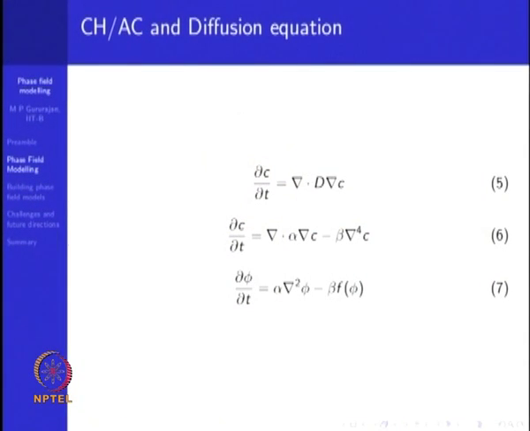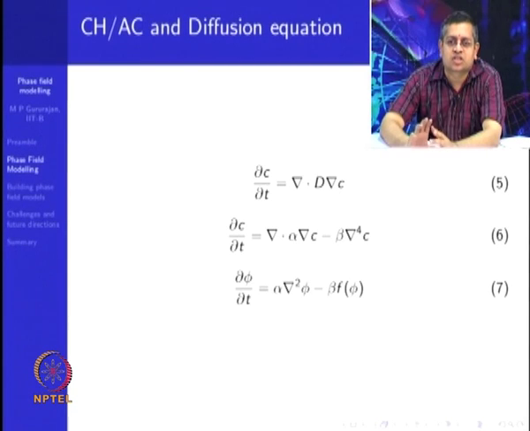Now, you can compare the Cahn-Hilliard and Allen-Cahn equations with the classical diffusion equation. Here, equation 5 is the classical diffusion equation, equation 6 is the Cahn-Hilliard equation, and equation 7 is the Allen-Cahn equation. In terms of the structure of the equation, they look like nonlinear diffusion equations. The physics is very, very different, but in terms of the equations, they look like diffusion equations. The classical diffusion equation is just linear, but these look like diffusion equations with some nonlinearity thrown in.